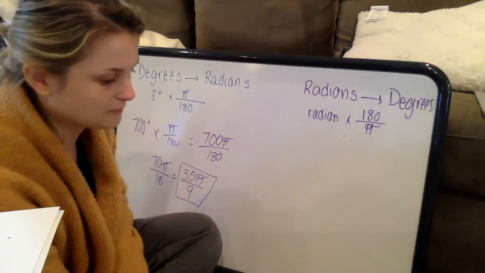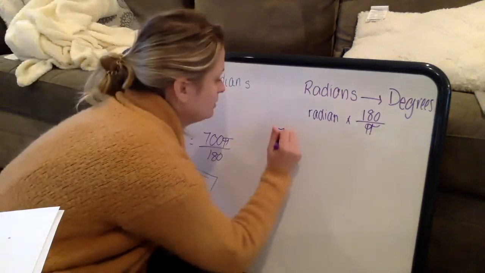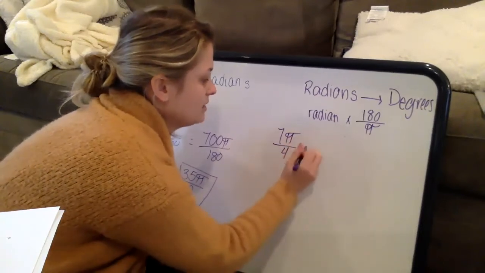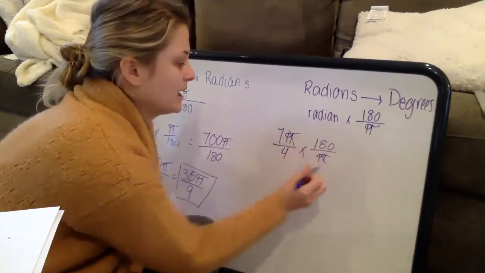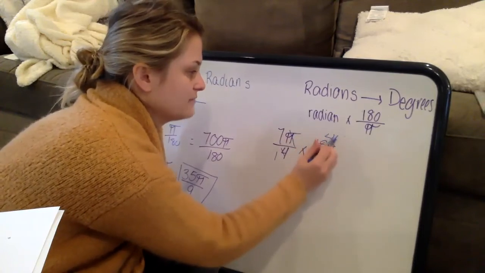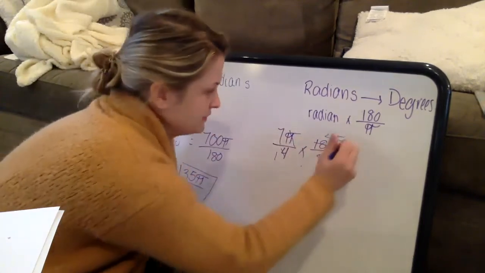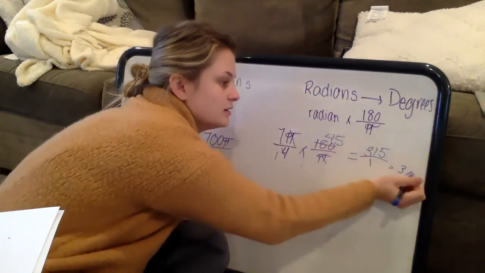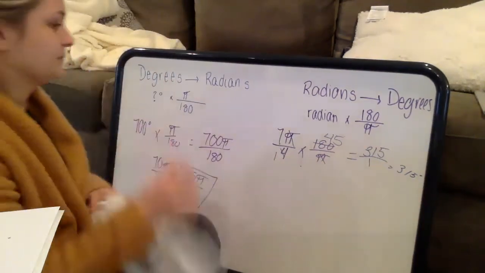So an example from the notes, let's do 7 pi over 4. So when we do this, multiply by 180 over pi. Now right away, pi and pi cancels. 4 goes into 4 once. 4 goes into 180 45 times. So now you multiply 7 times 45 equals 315. 1 times 1 is 1. So we have 315 degrees. Okay?